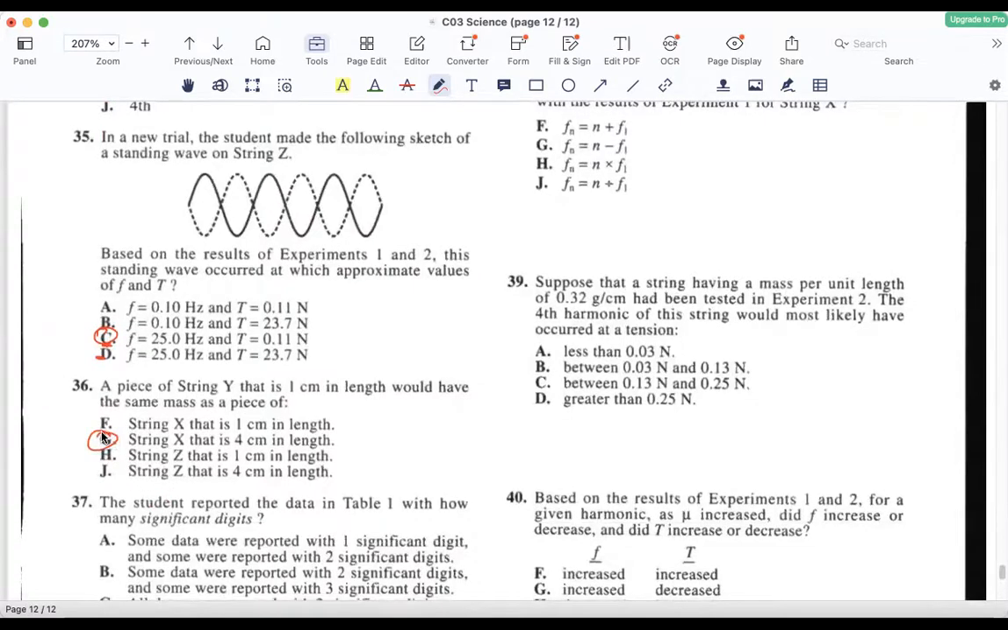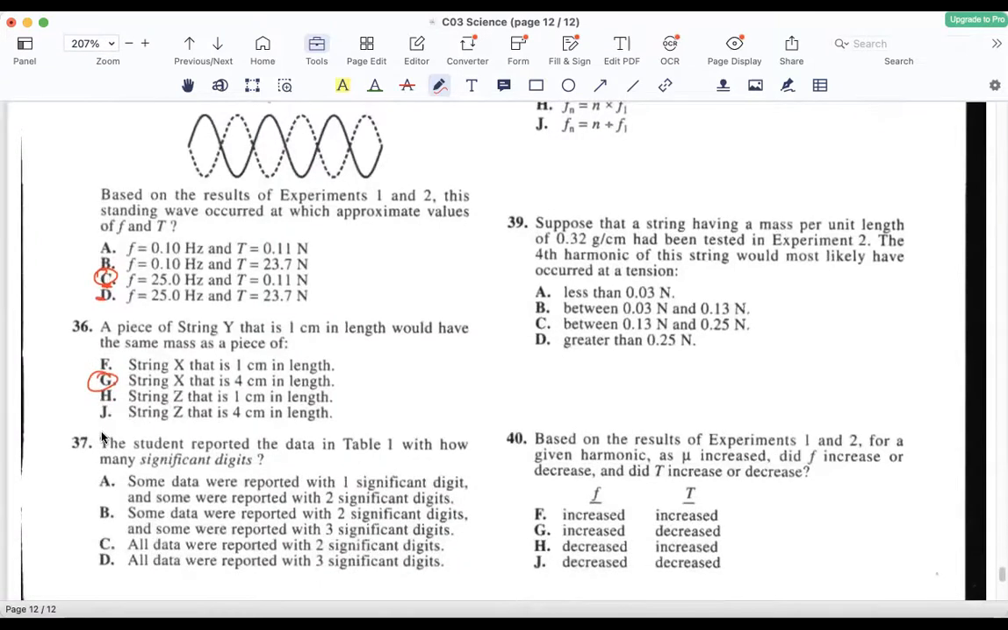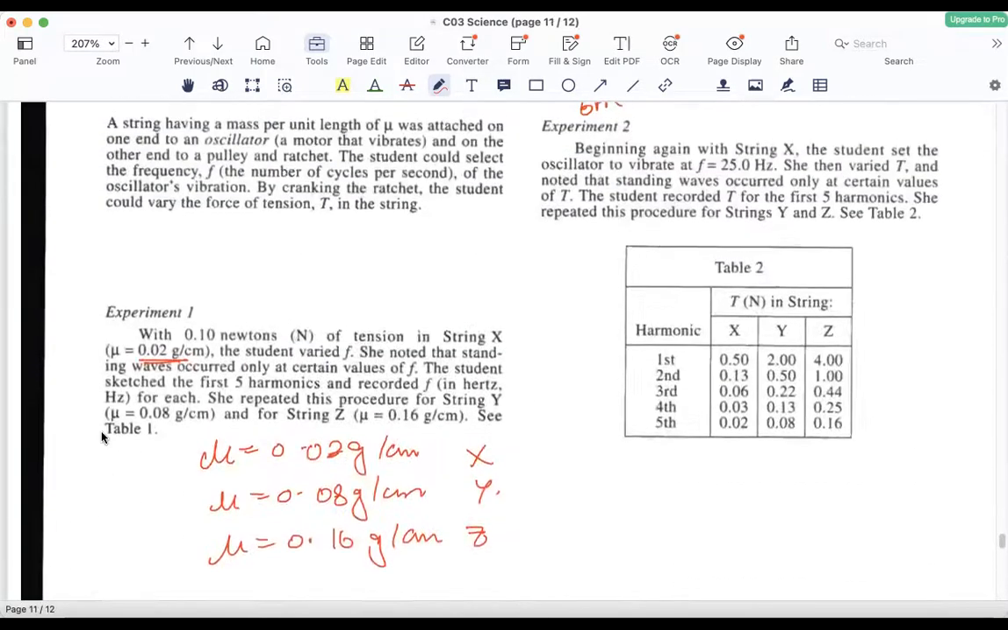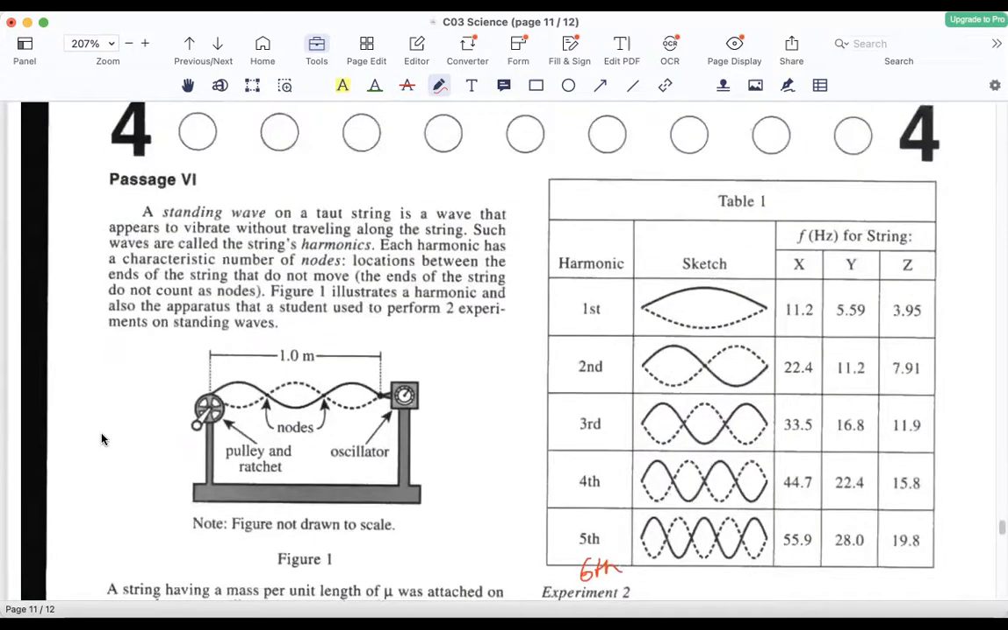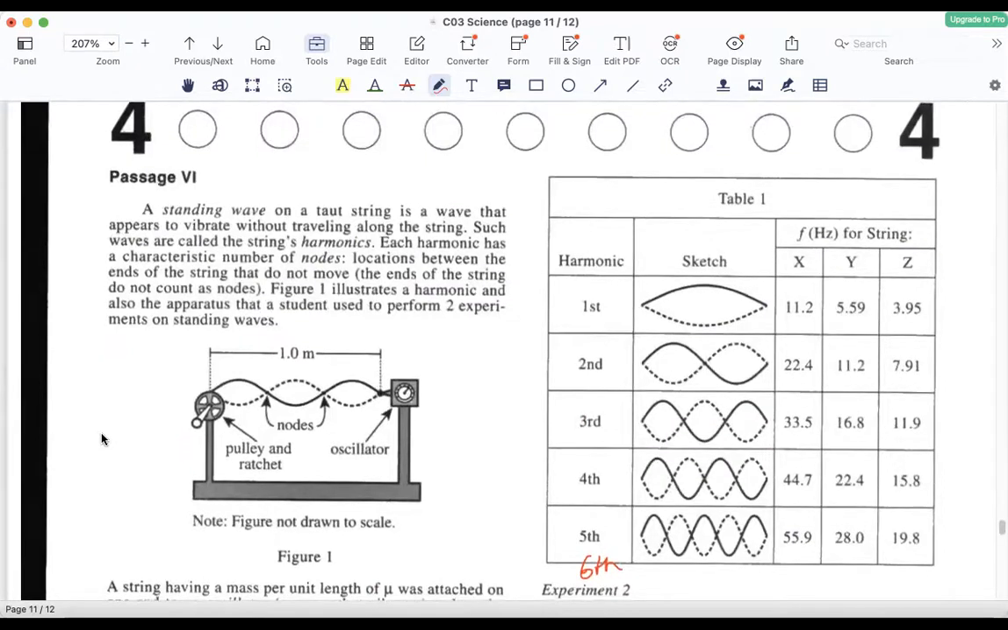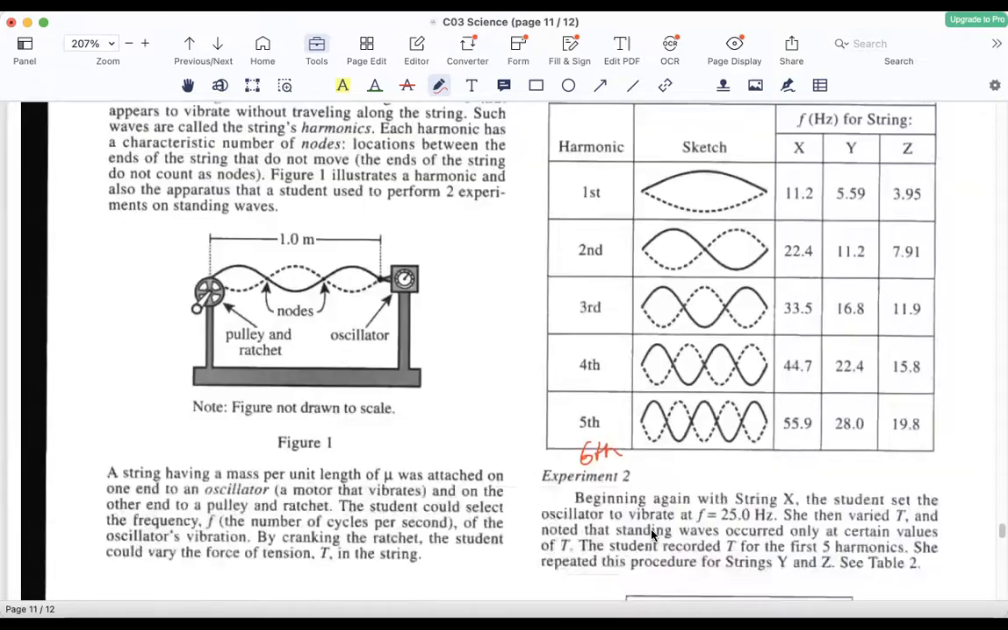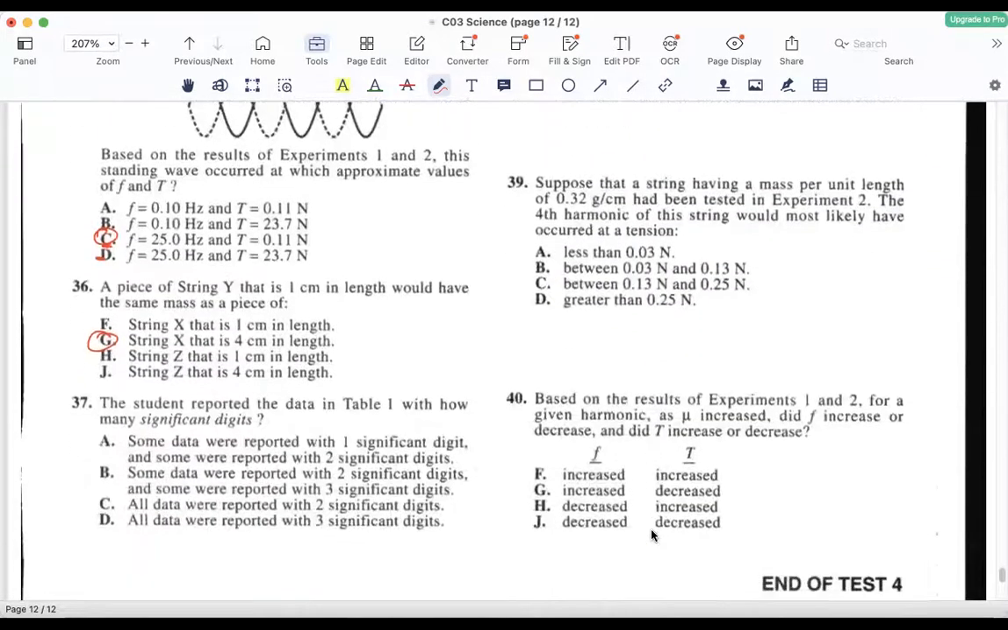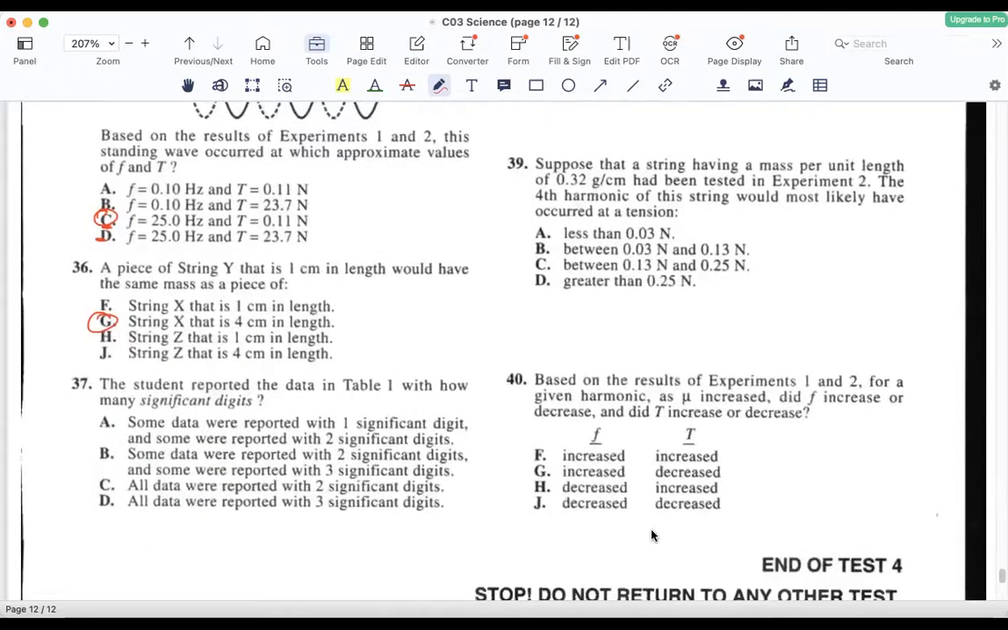The student reported the data in table 1 with how many significant digits? Sometimes it's 1 and sometimes it's 2 because of the digits after the decimal, right? So some data with 1 and some with 2.